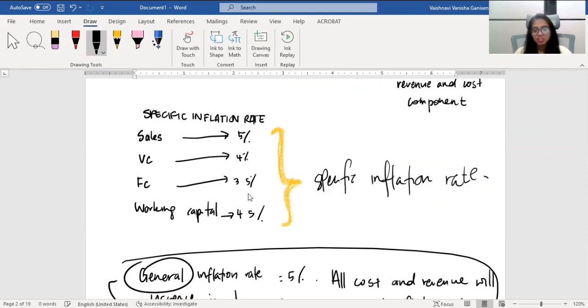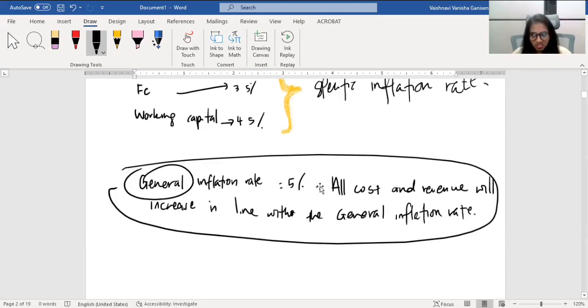And general inflation rate, right? So please be aware of this. Make sure you understand the concept of specific and general inflation rate. Now, guys, back to the slides. Okay.